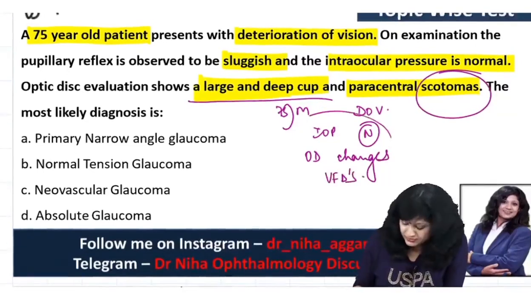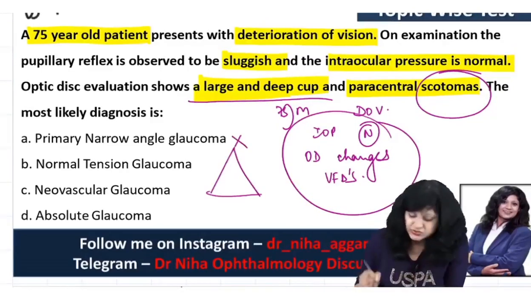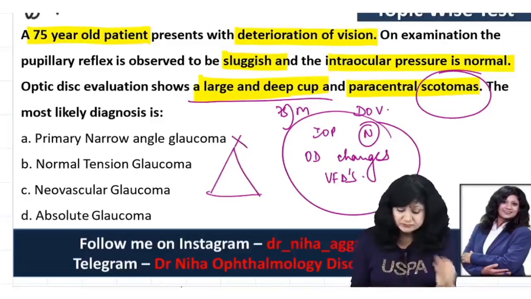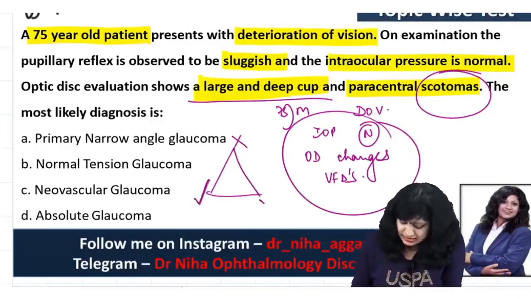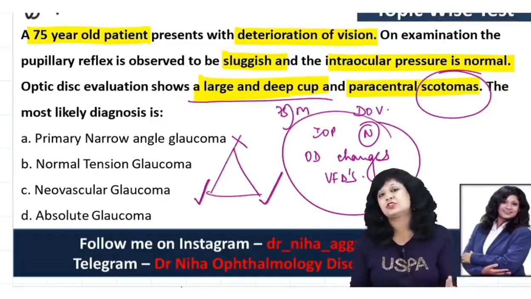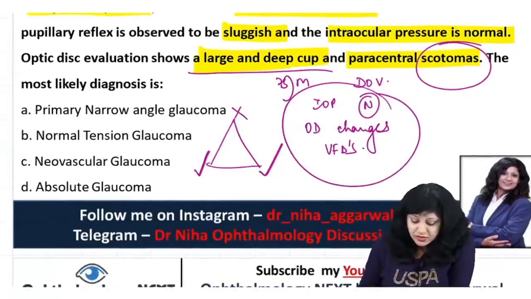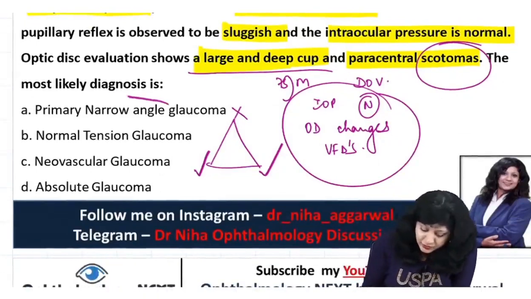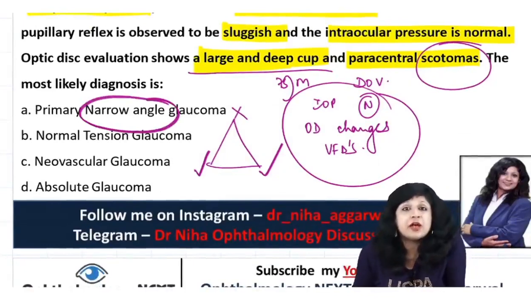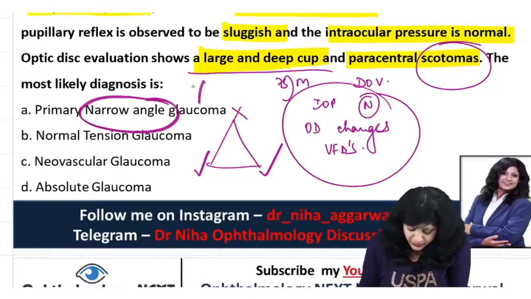So do you remember, I explained you the triad: when you do not have raised intraocular pressure but you have optic disc changes and the visual field defect. So I can call it glaucoma, but this will be normal tension glaucoma or low tension glaucoma. So if you look at the options, the primary narrow angle. Narrow angle glaucoma will not show you cupping, because that is mostly acute.